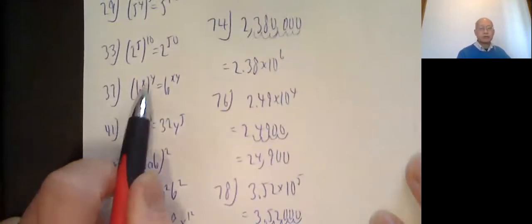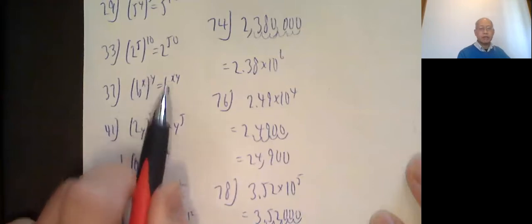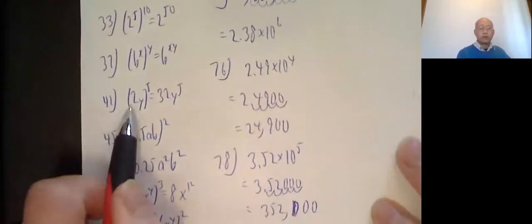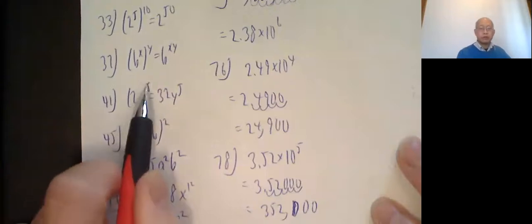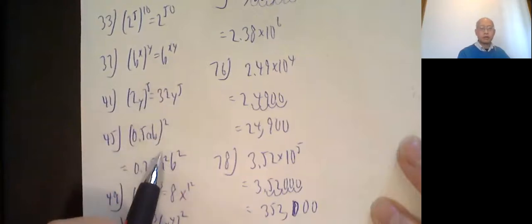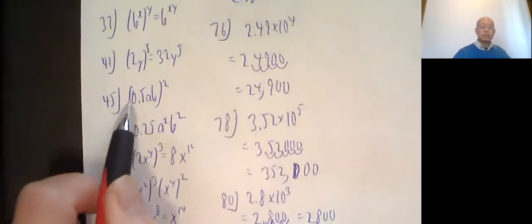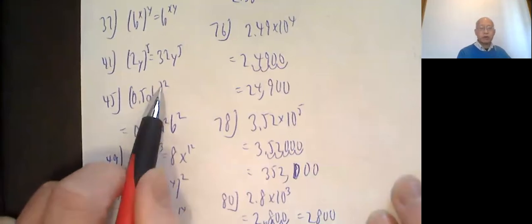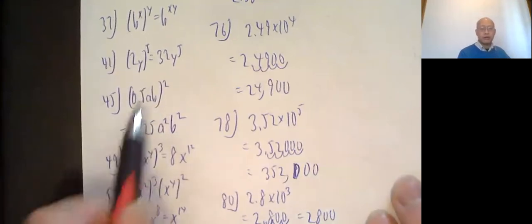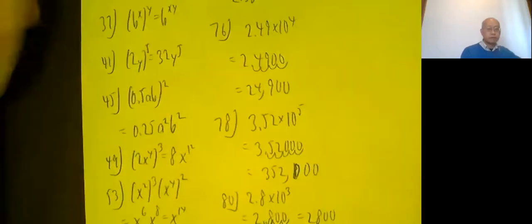37, b to the x to the y. Just multiply, b to the xy. 41, 2y to the 5th power. You can distribute the 5, 2 to the 5th, y to the 5th. 2 to the 5th, 2 times 2 times 2 times 2 times 2 is 32. So 32 y to the 5th. 0.5 ab squared, you square everything. Square 0.5, 0.25, a squared, b squared.